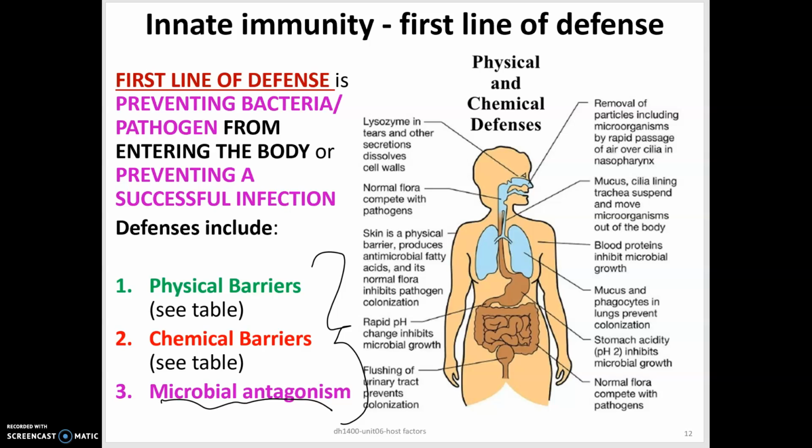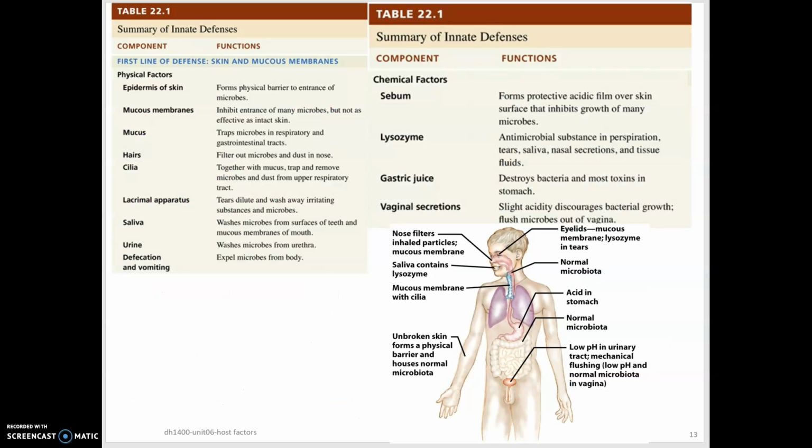Not only does it list them, so you can see here lysozyme, you can see here our normal flora, skin, pH changes, and so on, but it also points out where in the body that these defenses occur. So although they're pointed out here, and this is a really great summary, it's also contained in a table in the next slide. Alright, here we go. So this is a really great table, and I expect you guys to have a very good understanding of this table.